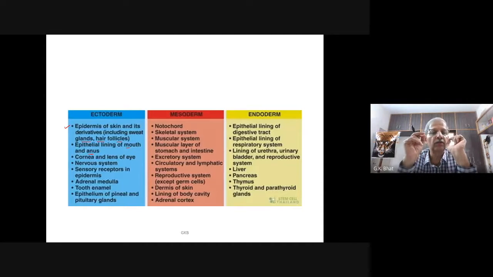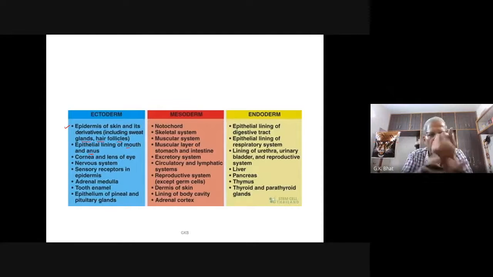Sensory receptors, whatever receptors you have in the skin, epidermis, these are all ectodermal derivatives. Then this point you have to remember: adrenal medulla, which is a little bit inside, is an ectodermal derivative. Enamel, the white part of the tooth, is an ectodermal derivative. Epithelium of the pineal gland and pituitary gland, which are glands associated with the brain, is also an ectodermal derivative. Remember, all these are present on the outer surface of the body.